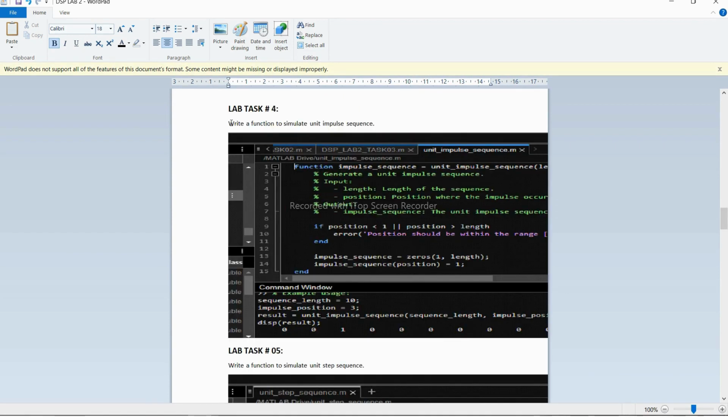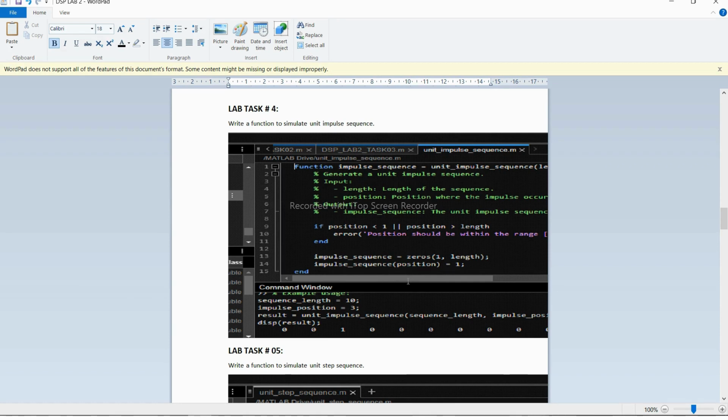This is task number 4. We have to write a function to simulate a unit impulse sequence. In a unit impulse sequence, it generates a sequence where all elements are 0 except for one element at a specified index, which is set to 1. So we have two arguments, n and n naught. n is used for the length of the sequence, and n naught is used for the index of the impulse.